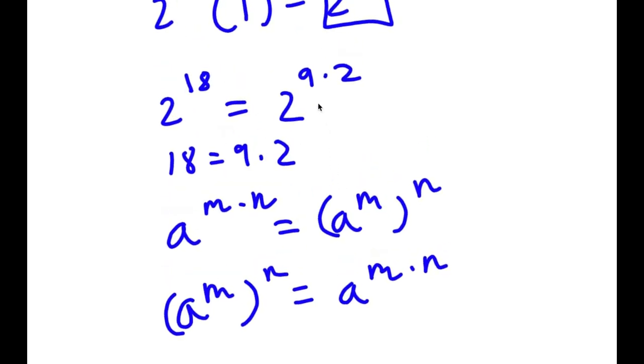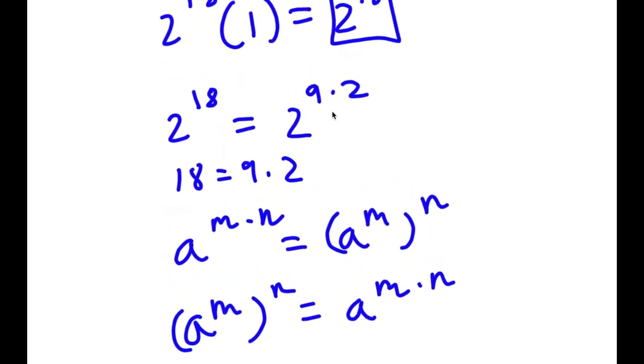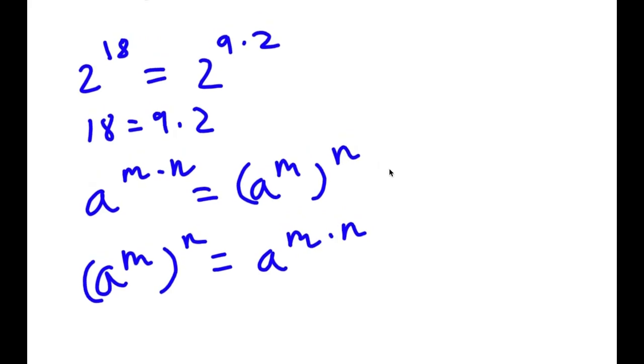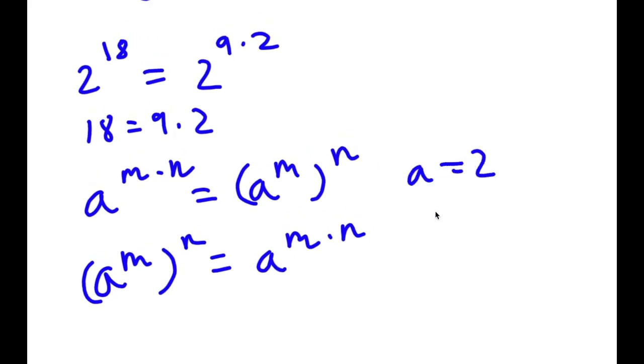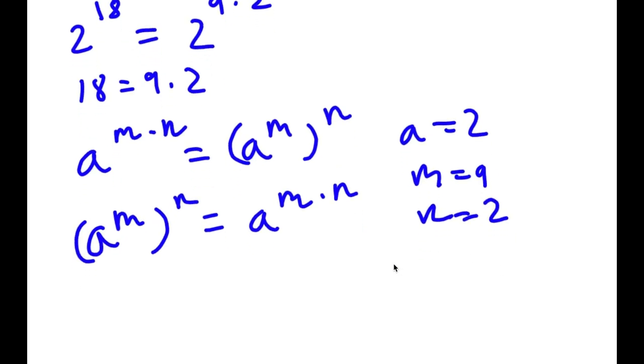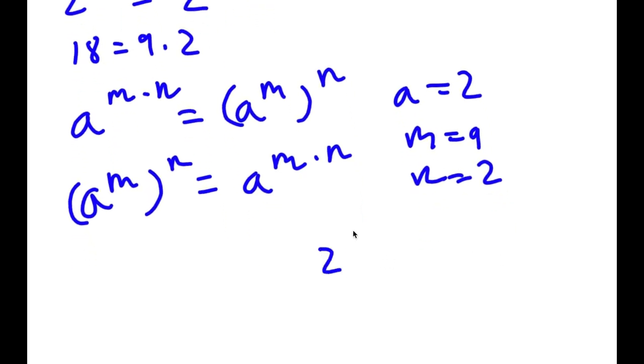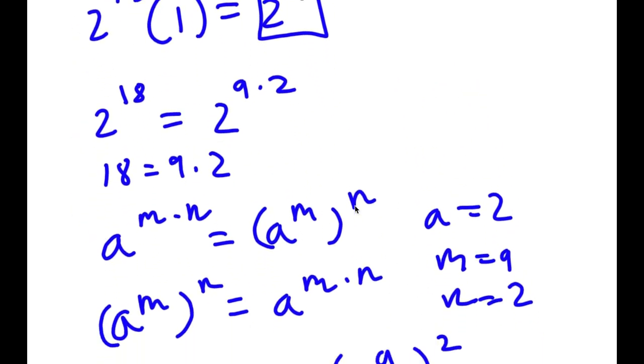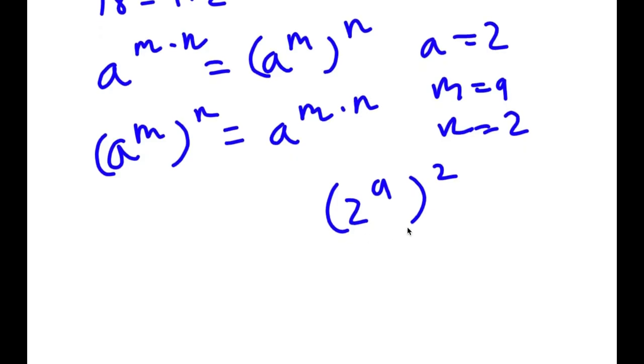So in this case, 2 to the power of 9 times 2, we can think of this as a to the power of m times n. So now I'm going to be putting this in the form a to the power of m to the power of n. In this case, a is equal to 2, m is equal to 9, and n is equal to 2. So this would be 2 to the power of 9 to the power of 2.